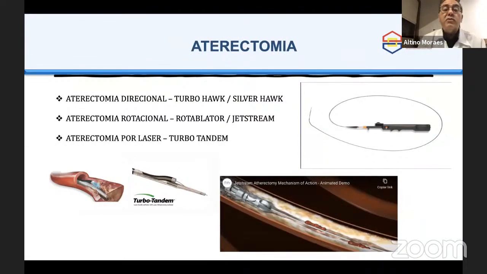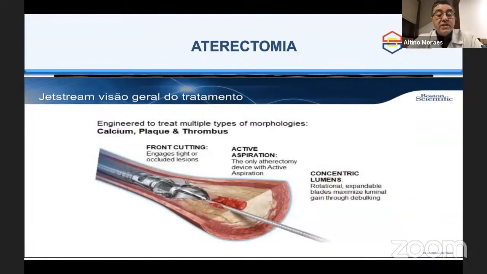Os outros temos usado também esta técnica de aterectomia, e aqui em Brasília é disponível a aterectomia direcional, com TurboHawk, ou aterectomia rotacional, com Rotablator e Jetstream, e aterectomia por laser Turbo-Tandem. Então, eu tenho usado muito a aterectomia, tá? Por Jetstream, que é uma aterectomia rotacional, onde tenho lá o cortador frontal, aqui com estas lâminas, uma aspiração ativa e um lumen concêntrico, rotacional, que as lâminas se expandem.